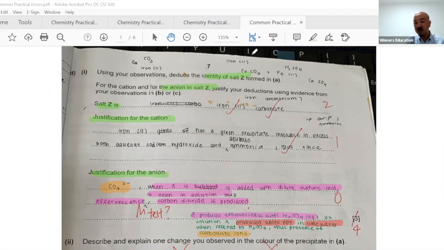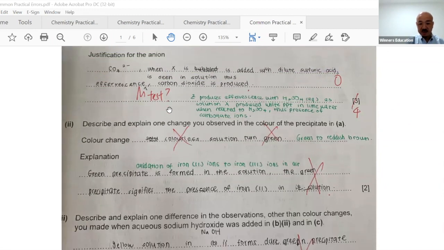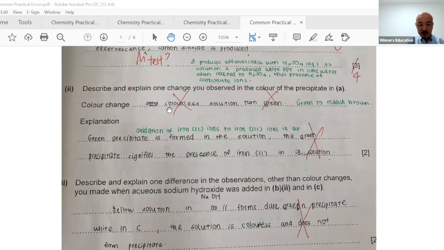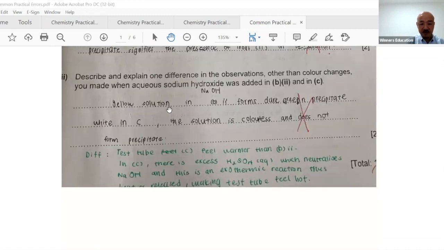Theory paper, we are more lenient. Practical paper, we are not lenient. All 3 sciences are the same. Okay? So next, this one, nothing much. I find this next one a bit more fun.